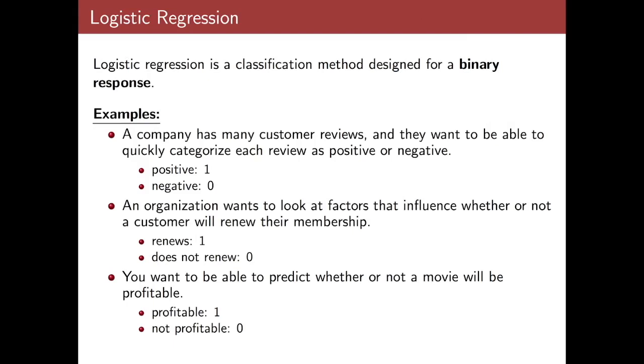So some examples here are maybe a company has a lot of customer reviews and they want to be able to quickly categorize these reviews as either positive or negative. So positive might be a 1, negative might be a 0. Or maybe an organization wants to look at factors that influence whether or not someone is going to renew their membership. So renew their membership might be a 1, does not renew might be a 0. And you might want to predict if a movie is going to be profitable. So profitable would be 1 and not profitable would be a 0.